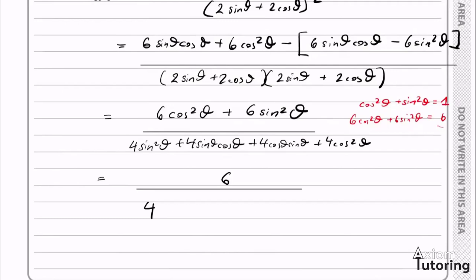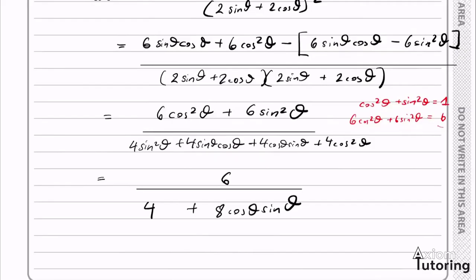And then what do we have remaining? We just have 4 sine theta cos theta plus 4 cos theta sine theta. These two are exactly the same. The terms are just swapped around, but because it's multiplication, we can do that. So we just write 4 plus 8 cos theta sine theta like that.